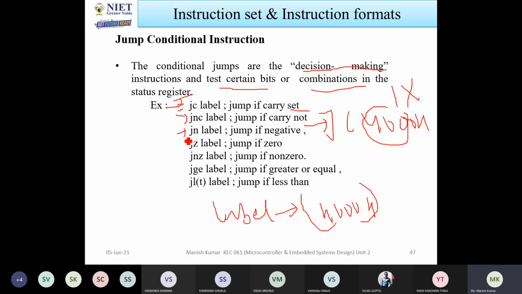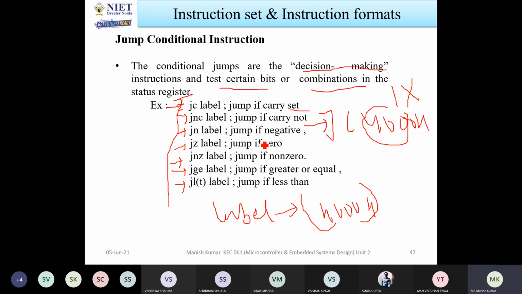JN, jump if negative. JZ, jump if 0. JNZ, jump if non-zero. JGE, jump if greater or equal. JLT, jump if less than. So there are several conditions. With these conditions, you can use the jump instructions.